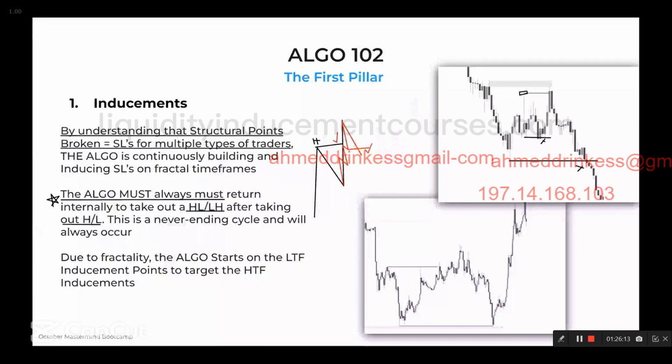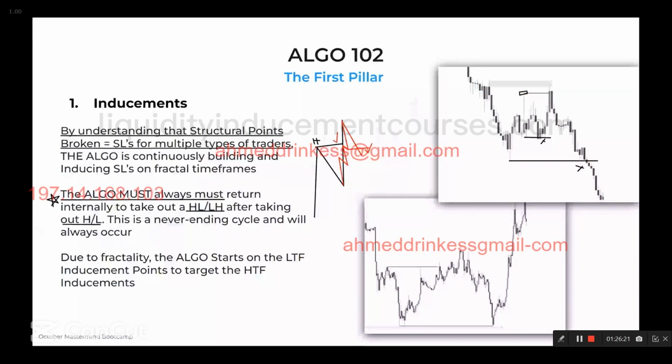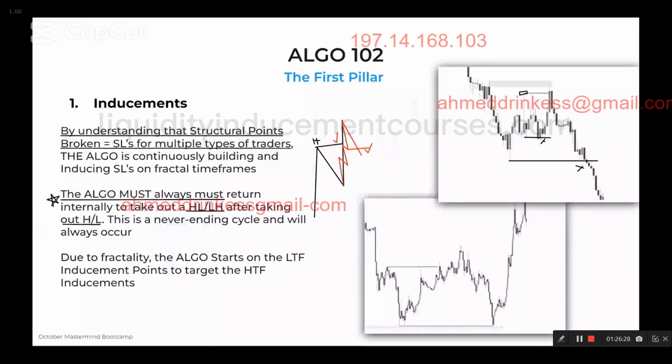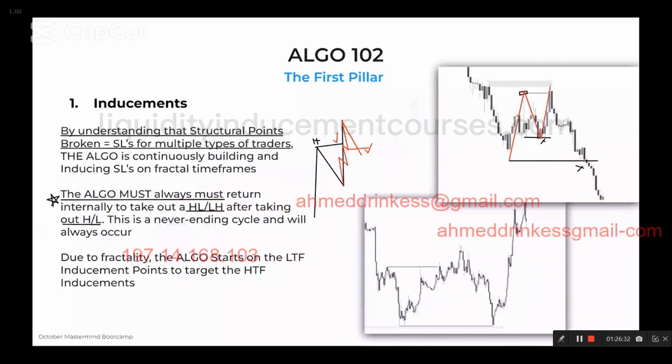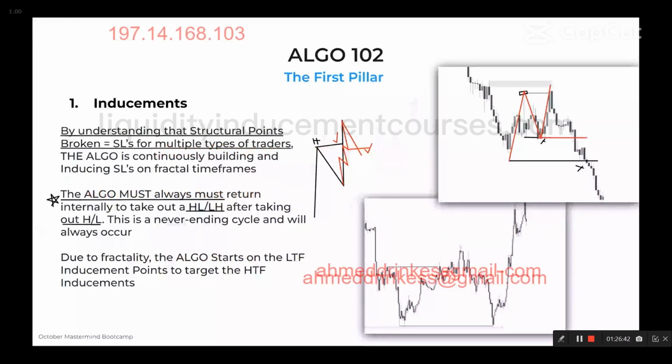So inducement to inducement, 2 to 3, 2 to 3. This is just the first stage of a never-ending cycle for the algo. So what I'm saying right here: you have a new high. The first higher low internally must get taken out. Where is it? This is the only higher low. So this must get rated, and price will not stop until it gets here.